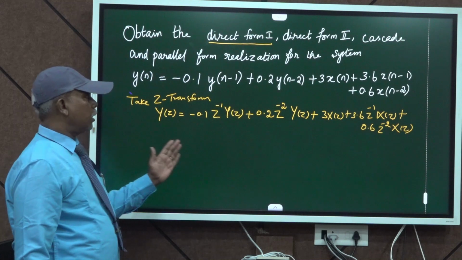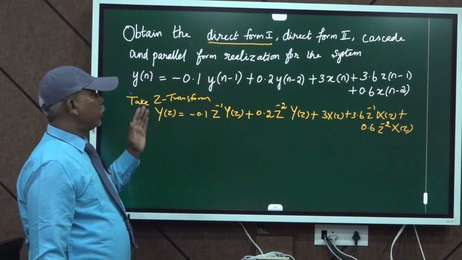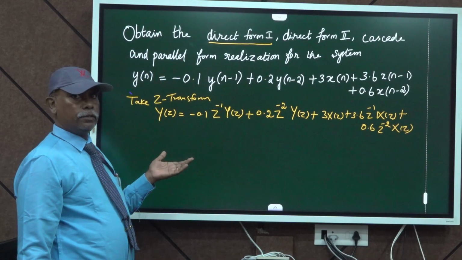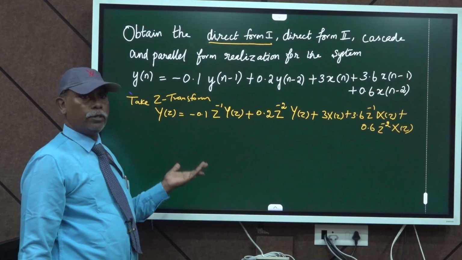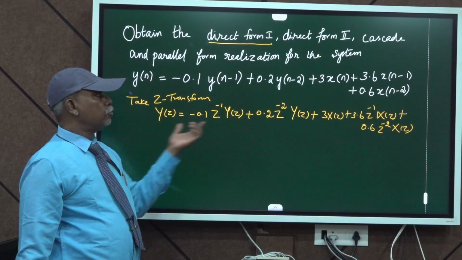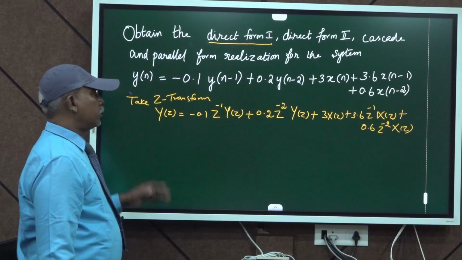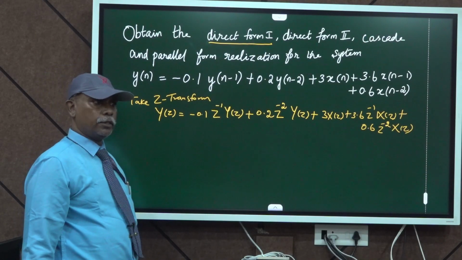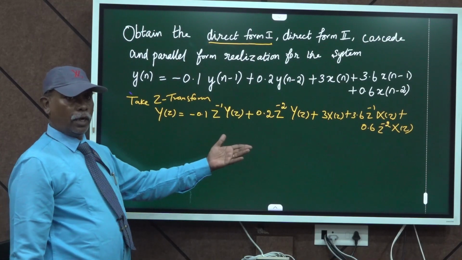I think everyone clearly understands that by using the delay property, y of n minus k, the general form, when we take the Z transform, is Z power minus k into Y of Z. So we are using the same thing and wrote the equation, right? Next our step is simplification. So Y of Z we take on one side and X of Z on the other side.